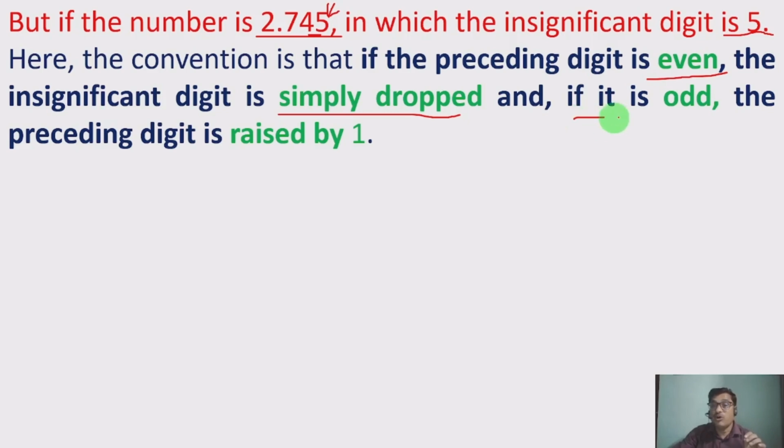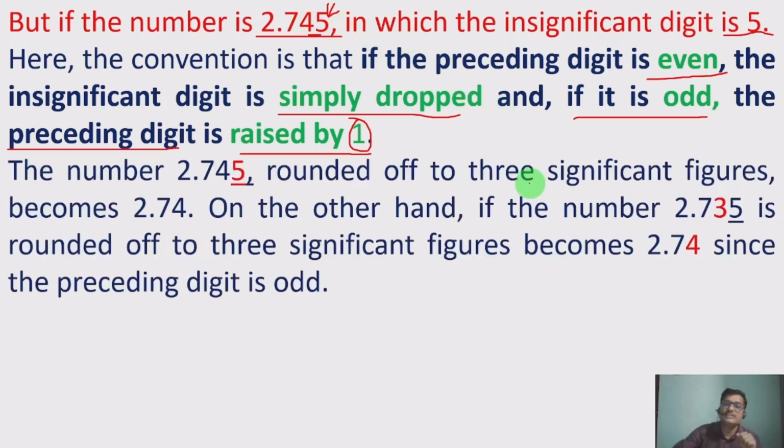And if it is odd, the preceding digit is raised by 1. If this previous digit is odd, then the preceding digit is raised by 1. Then for that we'll take an example, to see what rounding or raising or changing we are going to do. The discussion will continue.